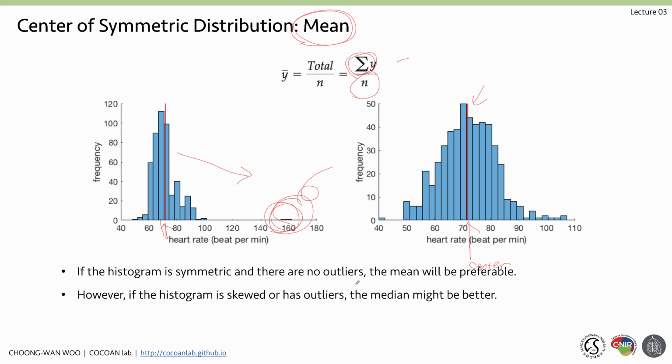Okay. Yeah, these are what I just said. And there is another value for spread of symmetric distribution, that is standard deviation. It's really commonly used in the field, in research.